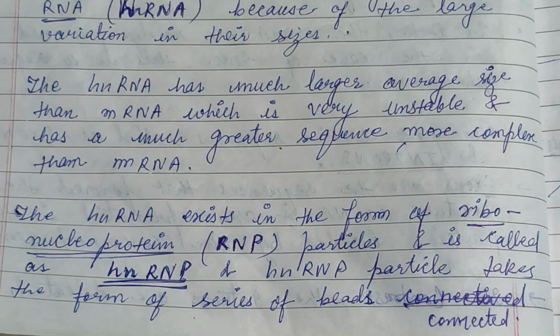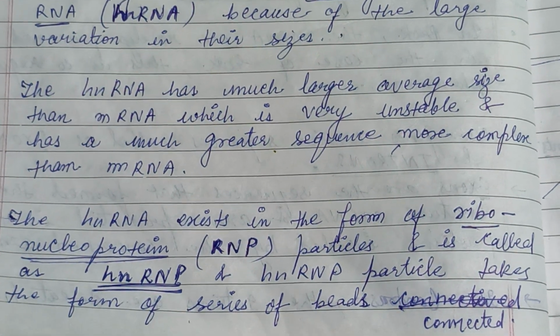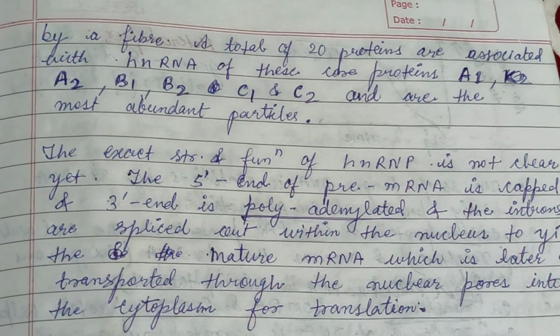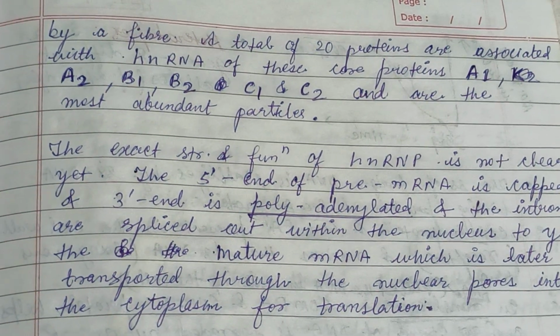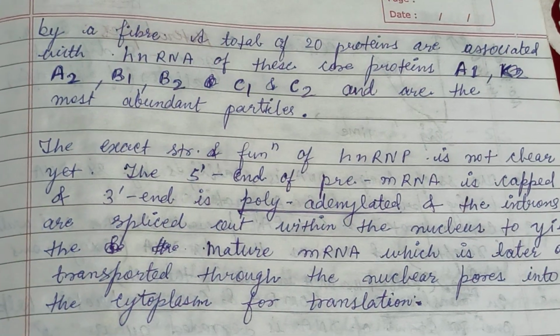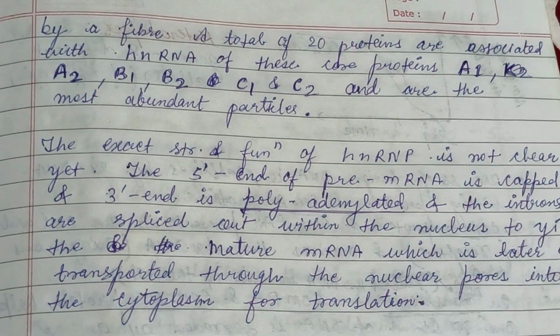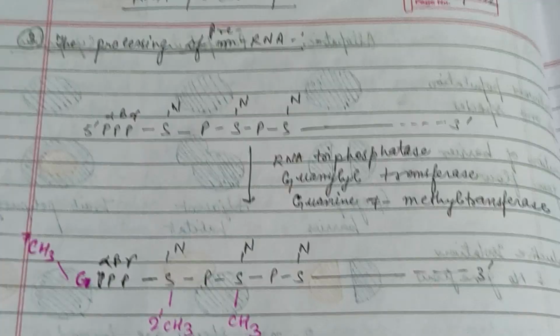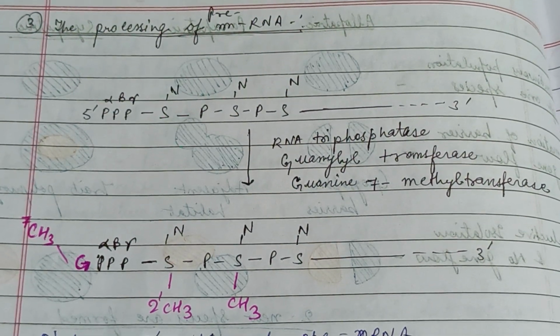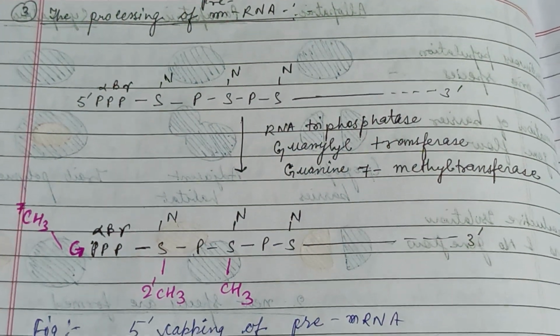The hnRNP particles take the form of a series of beads connected by a fiber. A total of 20 proteins are associated with the hnRNA, of which the core proteins are A1, A2, B1, B2, and C1, C2. This can be made clear through a figure. Processing of pre-mRNA occurs in two steps, that is the 5' modification and the 3' modification.